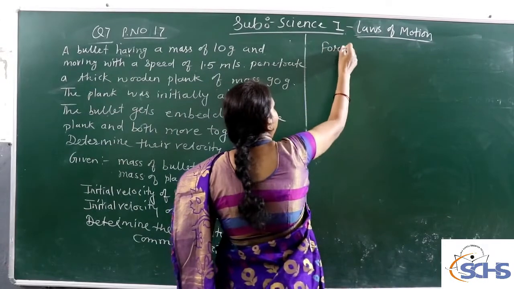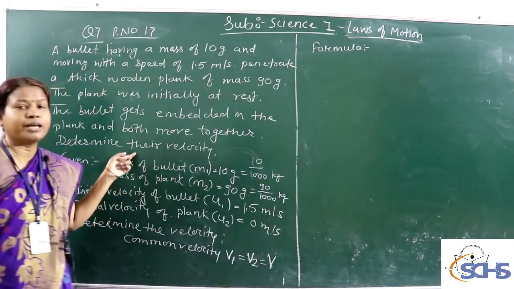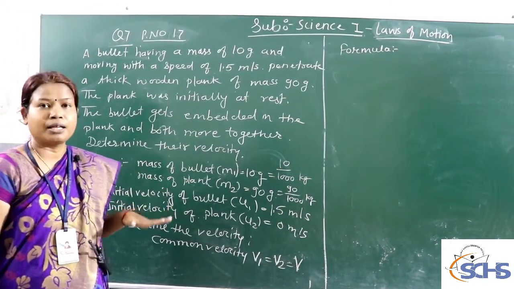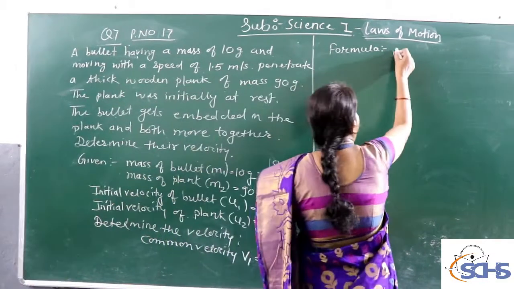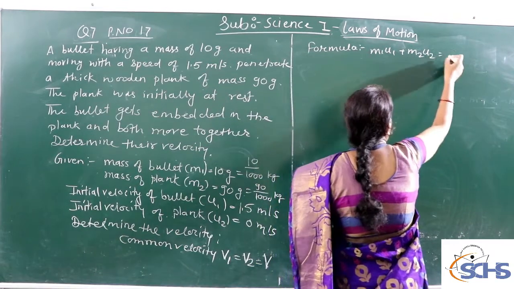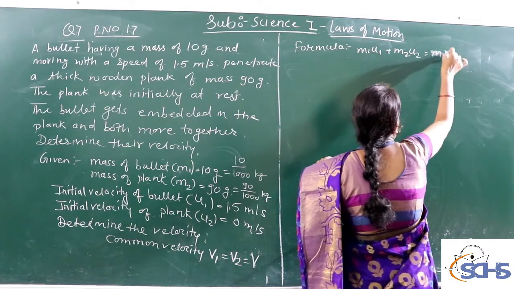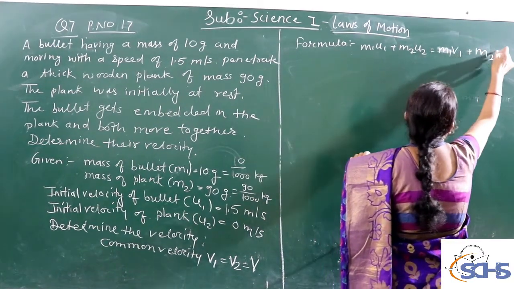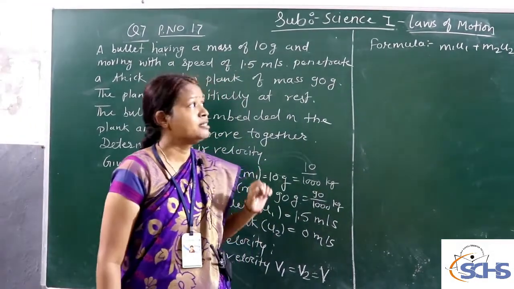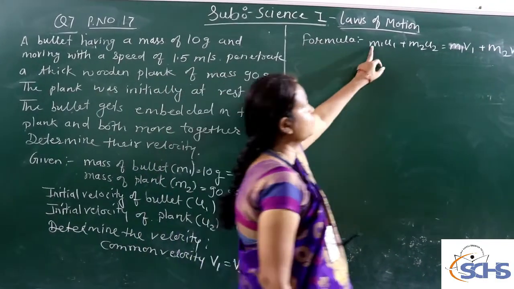Formula: this problem is based on Newton's second law of motion, so that's why we have to apply the formula m1 u1 plus m2 u2 is equal to m1 v1 plus m2 v2. This is the law of conservation of momentum, that is Newton's second law of motion. According to this formula, we have to put the values.